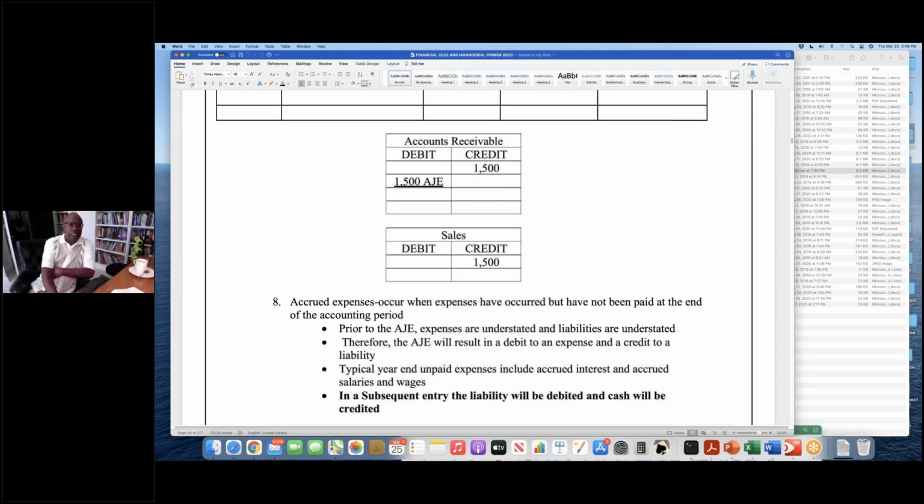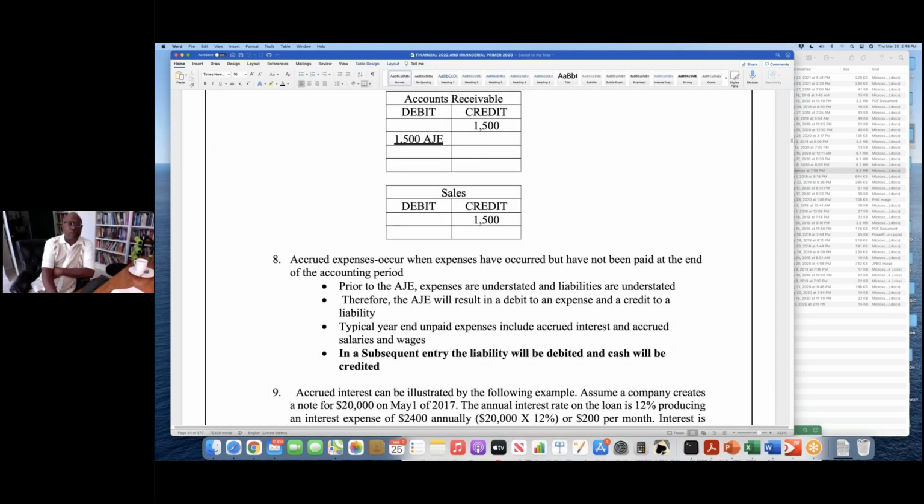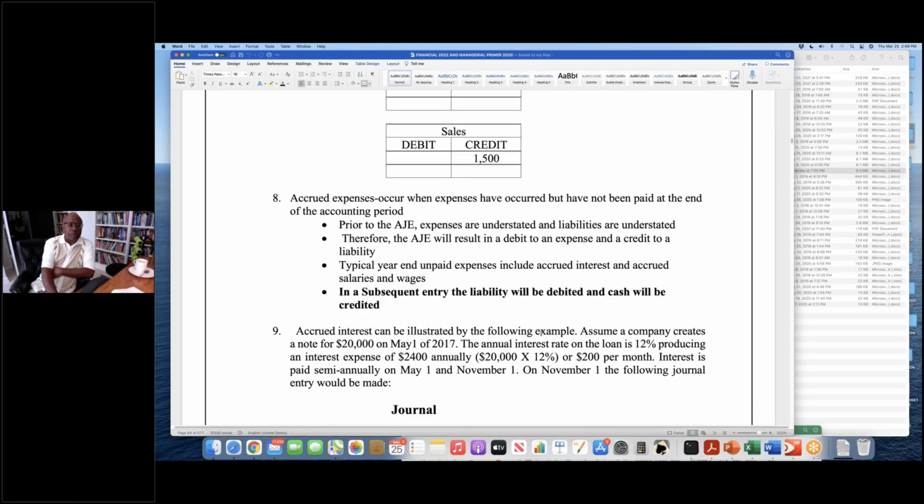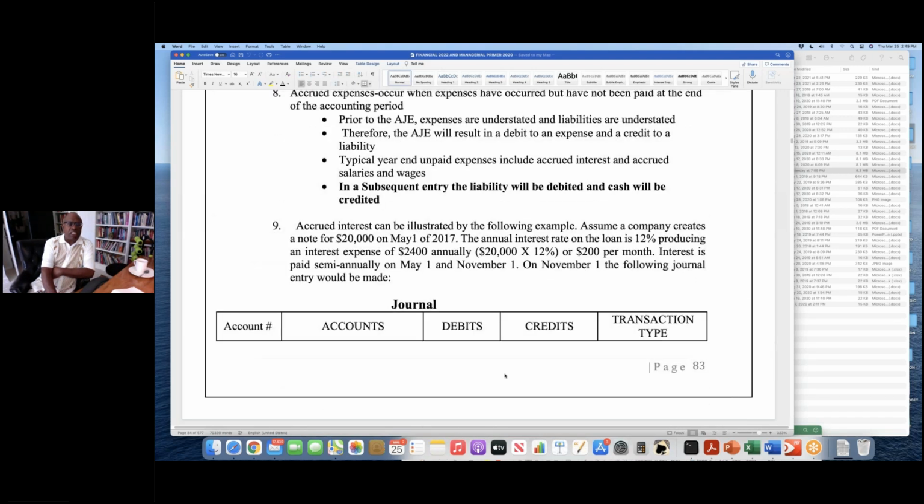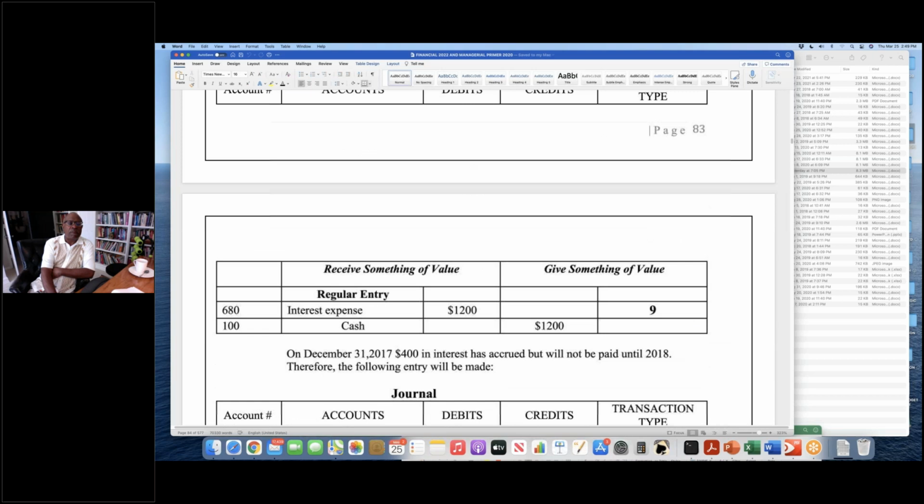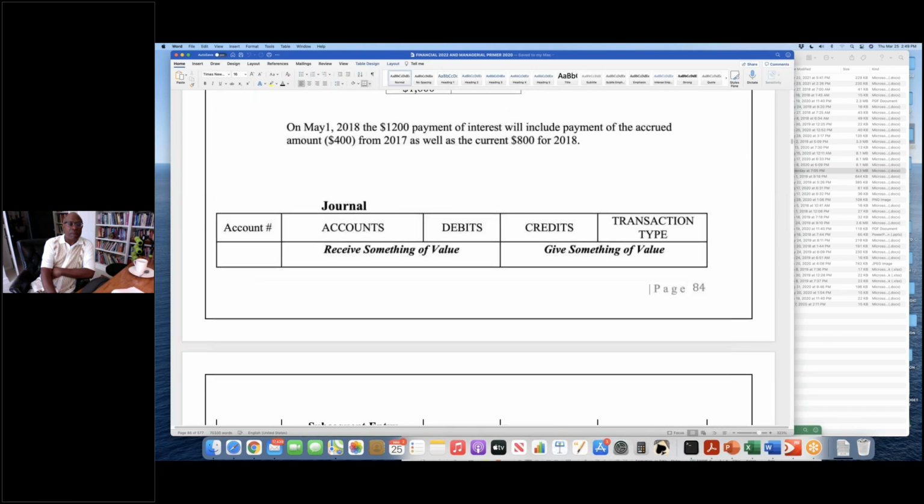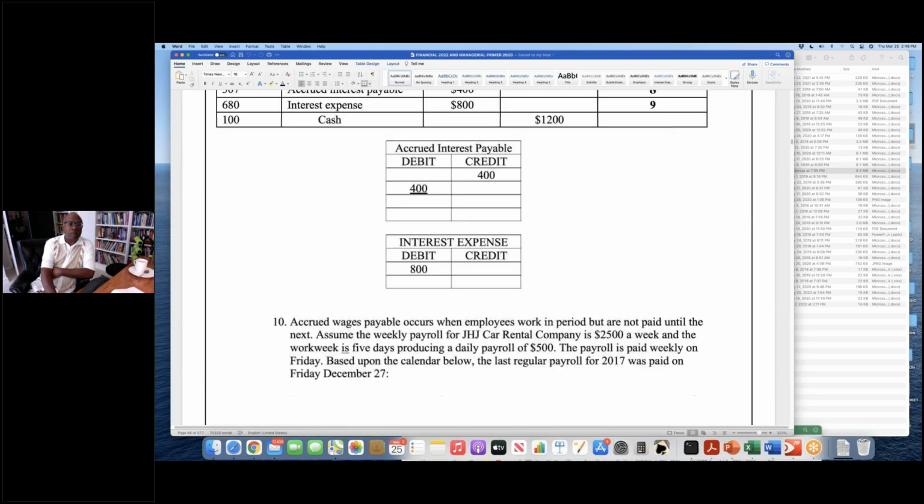Let's look at the next adjusting entry. And this involves accrued expenses. How many people in here work? How many people work?